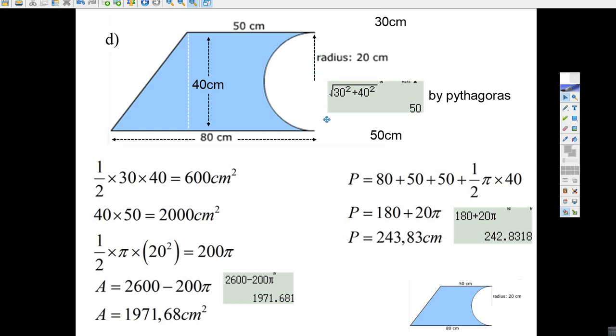Here's the radius. They give you the radius of the circle. Well, it's 20 up here. It must be 20 down here. So that gives us this distance here. 40 centimeters is the distance between these parallel lines here. You're kind of given that that's parallel, that's given.